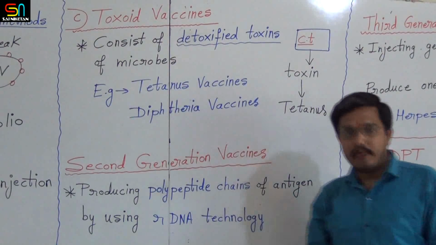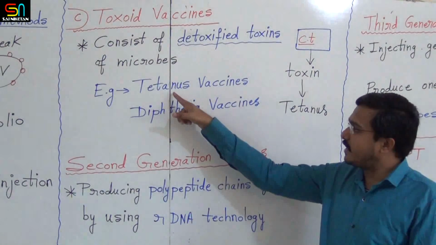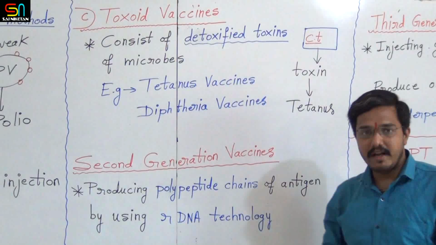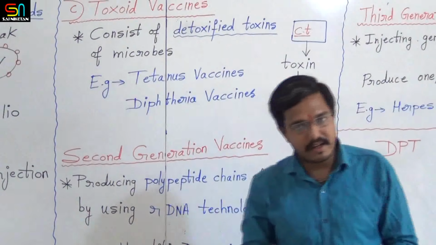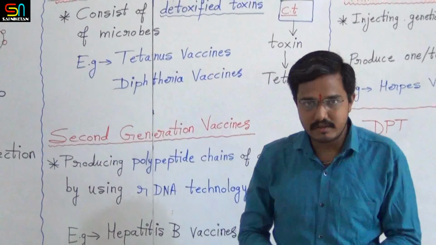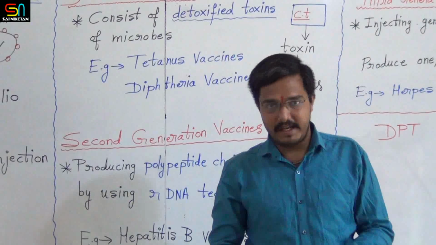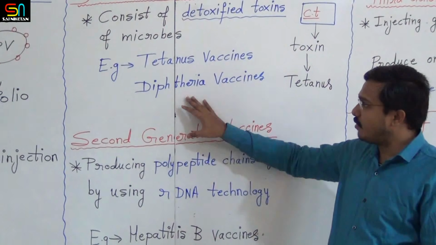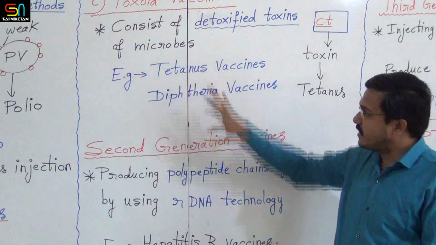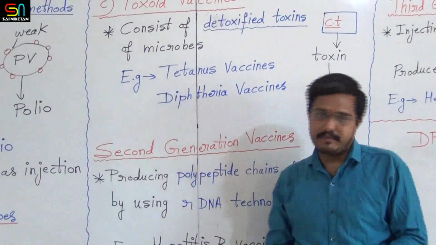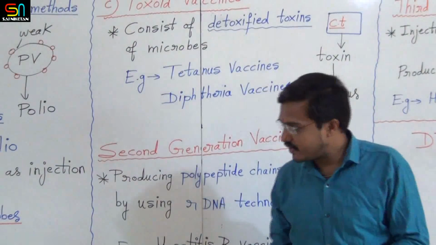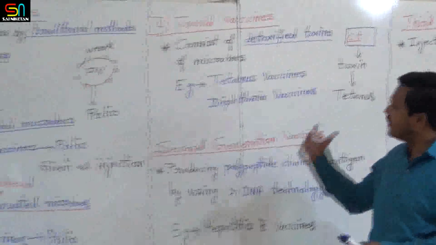Here I am going to give two examples. One is tetanus vaccine and the second one is diphtheria vaccine. Diphtheria is also a bacterial disease caused by bacteria, and the name of the bacteria is Corynebacterium diphtheriae. Since these two bacteria release toxins after entering the body, toxoid vaccines are given for these diseases. So there are three groups under first generation vaccines: killed vaccines, live vaccines and toxoid vaccines.